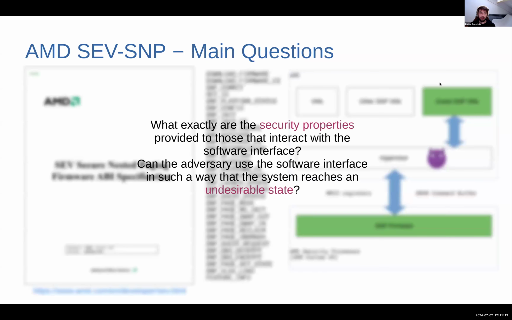Basically, what we are interested in is what kind of security properties are provided to those that interact with this software interface. And I want to emphasize that AMD didn't specify these security properties here. Also, related to that, can the adversary use the software interface in such a way that the system reaches some undesirable state? So these are the main research questions.